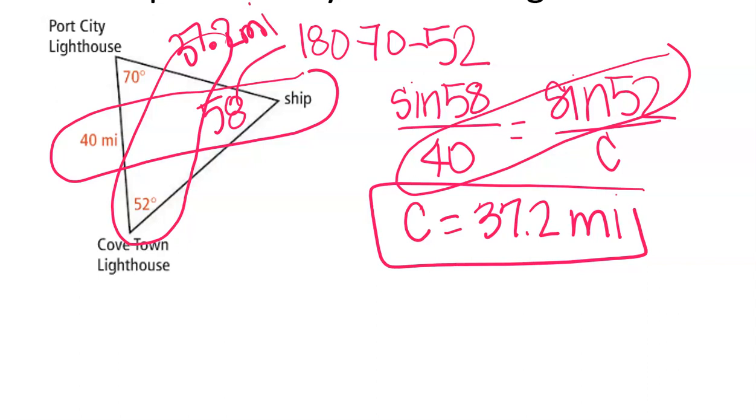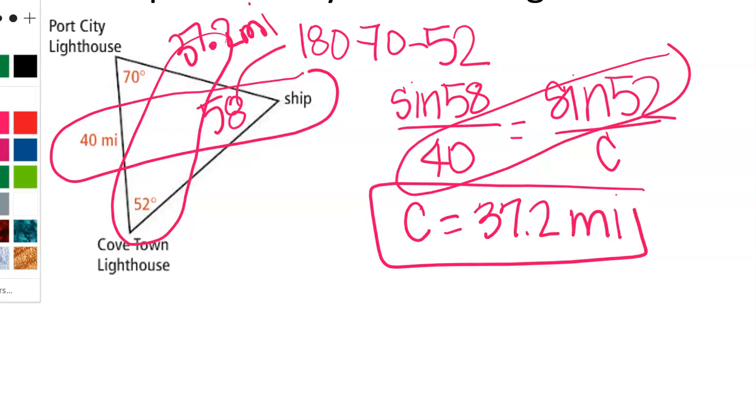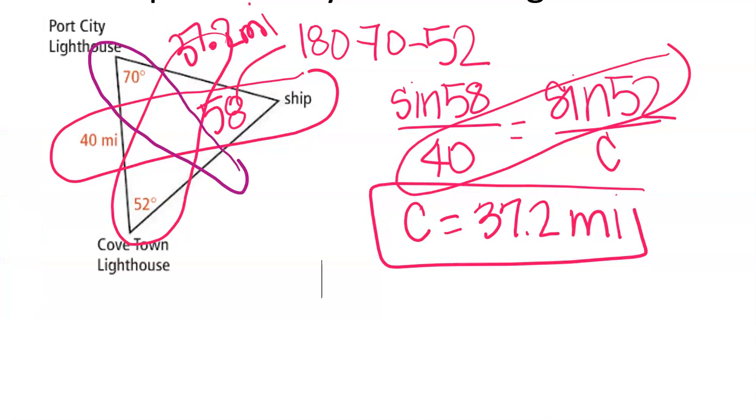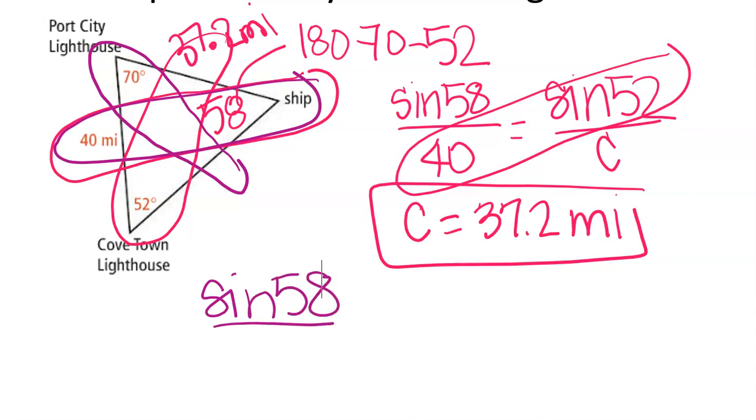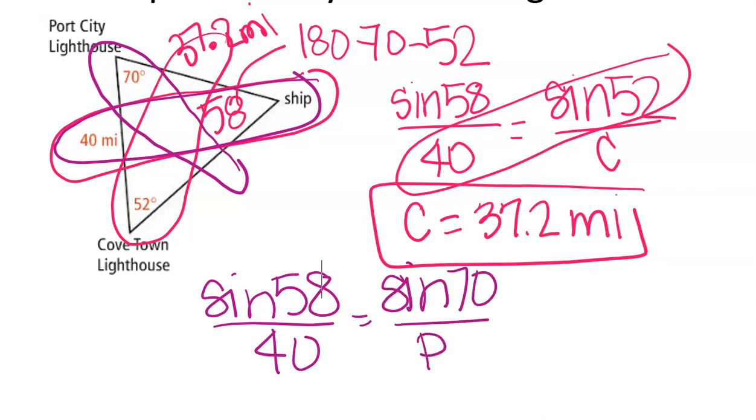We also have to do it again using the other one. So now I'm going to use these two and this one. Sine 58 divided by 40 equals sine 70 divided by P for Port City. So 40 sine 70 divided by sine 58. And I'm getting 44.3 miles.